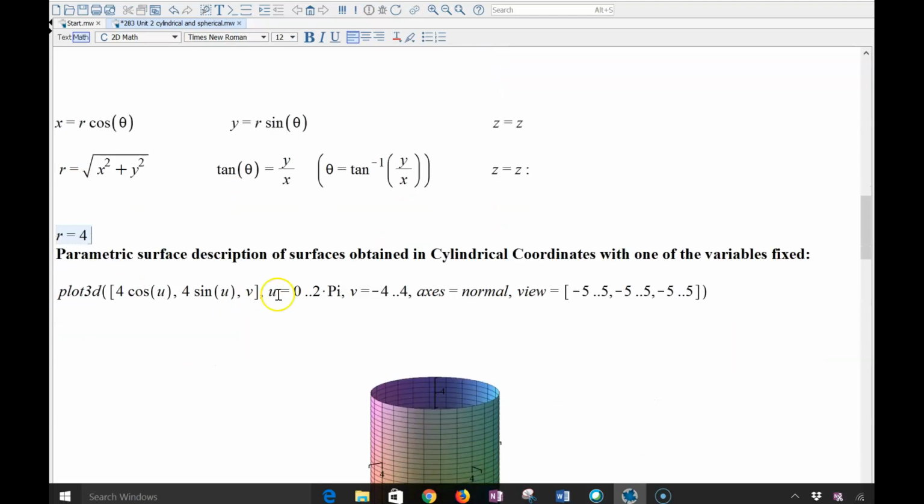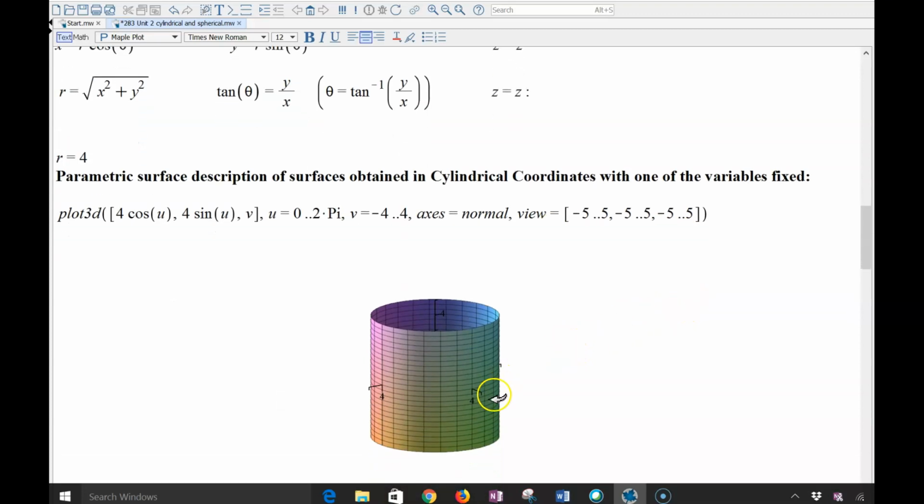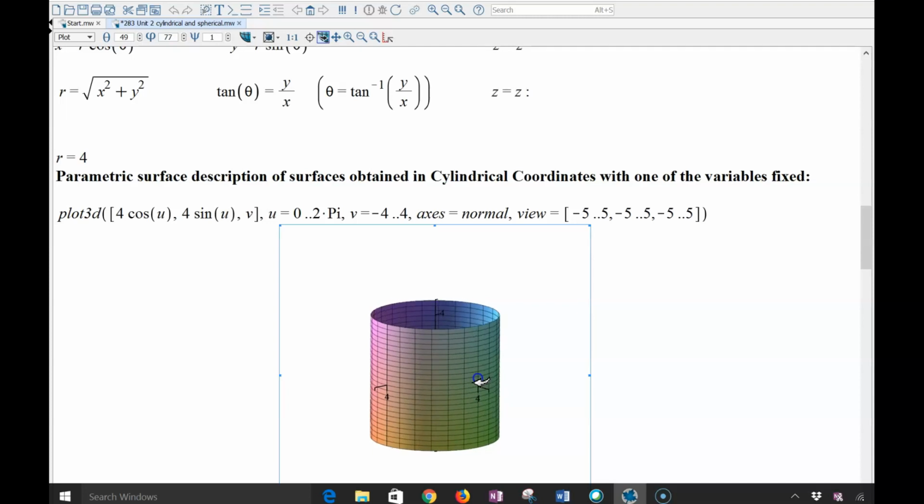Now here's the syntax for it. Again, plot 3D, we're doing a parametric surface, so we have the square brackets. Inside of there, we have our x component, our y component, and then our z component. We're going to let u play the role of theta, and we're going to let v play the role of z, because r is being fixed at 4. Therefore u ranges from 0 to 2 pi, and v I just chose to range from -4 to 4. Axes equals normal is one option, and I used the view option just to make the graph come out how I wanted it to. What we're seeing is a cylinder, hence the name cylindrical coordinates.